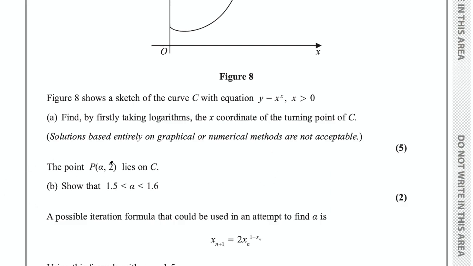Part B says the point P, alpha, 2 lies on C. Show that alpha is between 1.5 and 1.6. So for this, we can essentially plug those in to this equation for x.